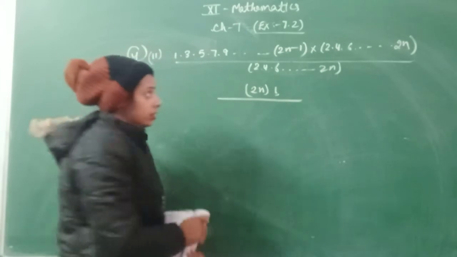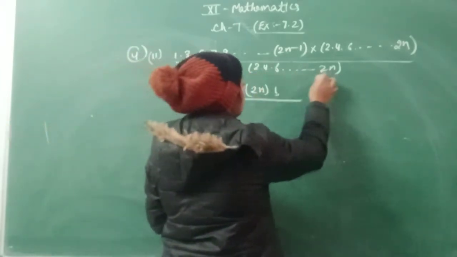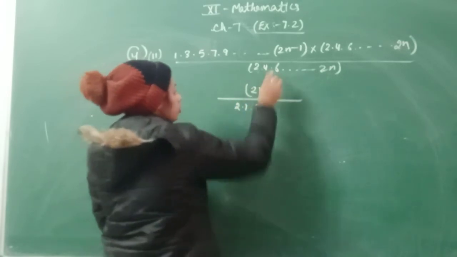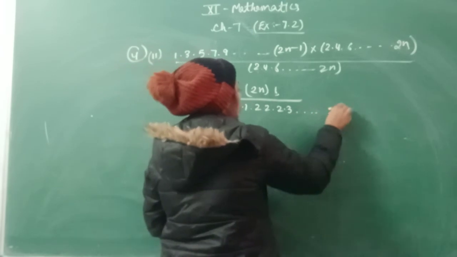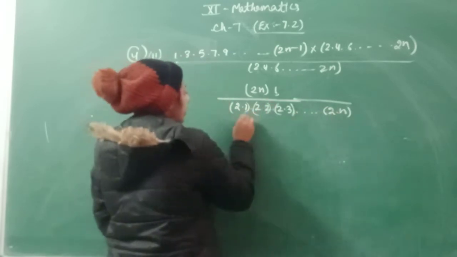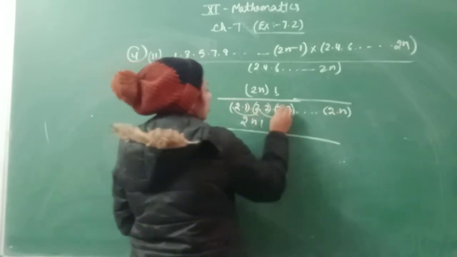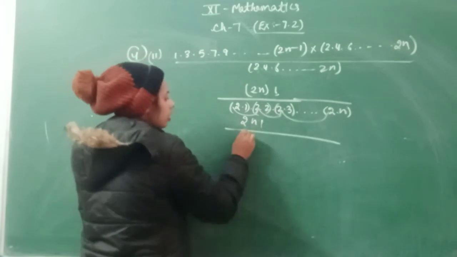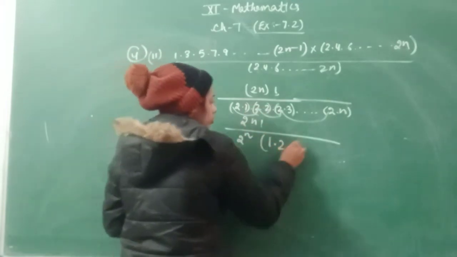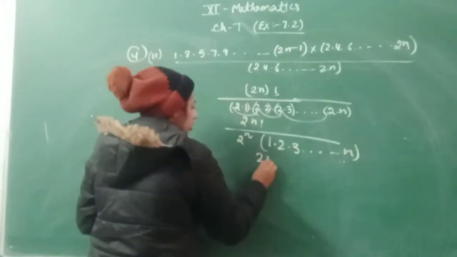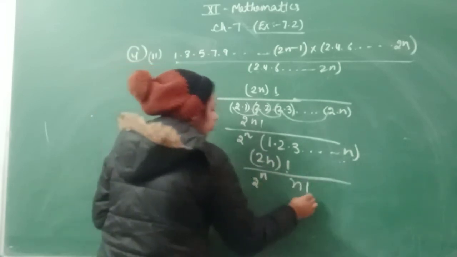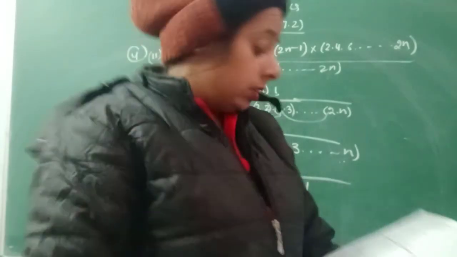And what about the denominator? You can easily observe that 2 is a factor of each term, 2 into 1. So I will write 2 into 2, 2 into 3, and the last is 2 into n. So in each term I have the 2. So 2 multiplied n times, I will write 2 power n. So there is 1 into 2 into 3 up to n. Now the series is completed up to n, so I will write n factorial. So this is the answer of this question. Come to the next question.